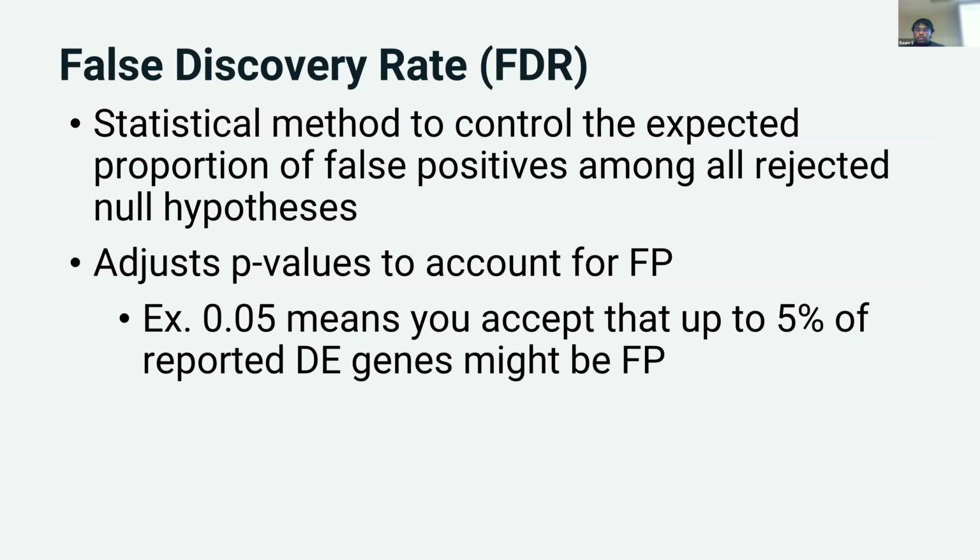Now, during this workflow, you'll also come across FDR, or false discovery rate. This is a statistical method to control the expected proportion of false positives among all rejected null hypotheses. So the expected proportion of your significant results that are actually false positives. When you test many genes, some will look significant by chance, and FDR correction adjusts the p-values you get to account for this. So for example, an FDR of 0.05 means that you accept that up to 5% of your reported genes might be false positives.